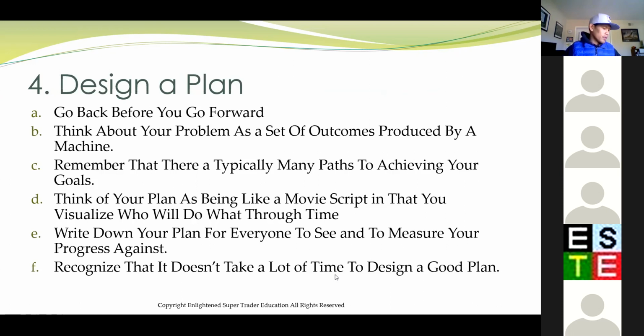Okay. B, think about your problem as a set of outcomes produced by a machine. You are being the machine. So practice higher level thinking by looking down on your machine and thinking about how it can be changed to produce better outcomes. The machine is mainly you as an individual, your behavior, your pattern. If you can acknowledge that, you can change that, then your outcome will actually change.